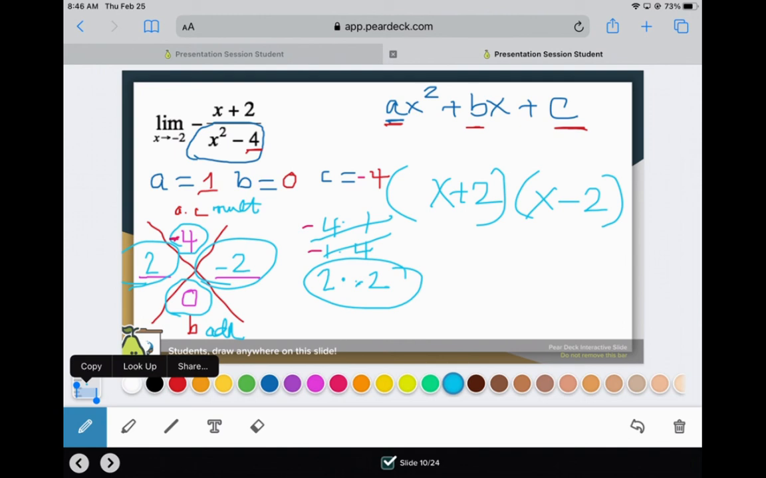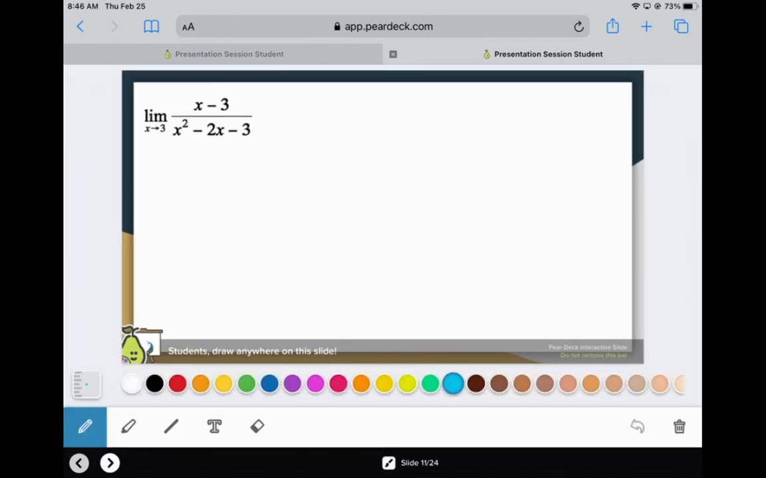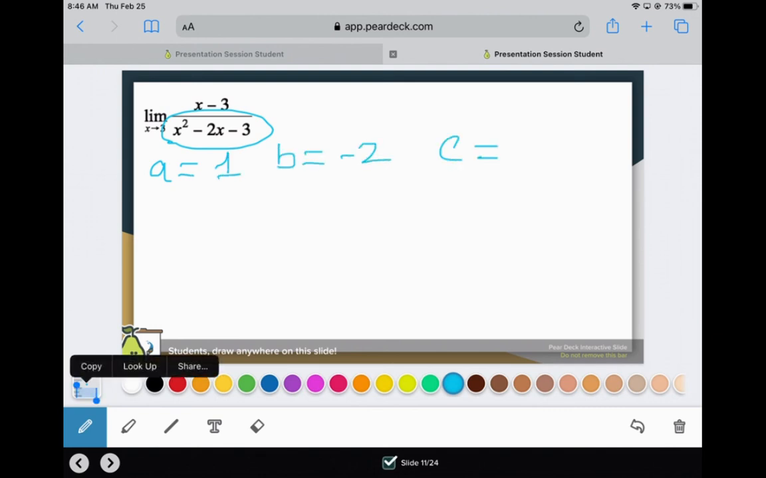This is a special case, so you can see that. Let's do another one with factoring out. I'm not going to do the limit for this one because I'm going to ask you to try that on your own. But if I look over here, I could do another. This is the 1, right? So A is 1, B is negative 2, and C is negative 3.